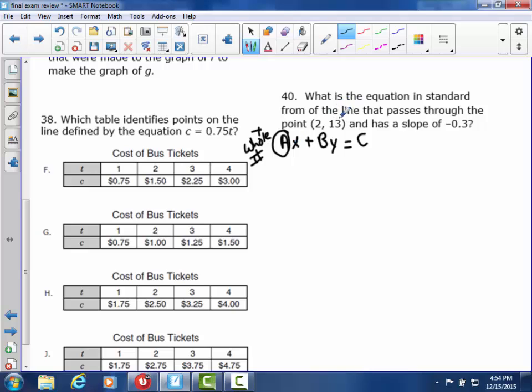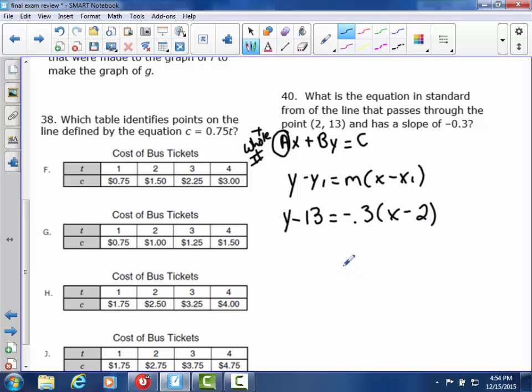So how do we get from a point and a slope to the standard form? Well, we do know to write an equation with a point and a slope we can use the point-slope formula, and we fill it in. So y minus 13 equals negative 0.3 times x minus 2.